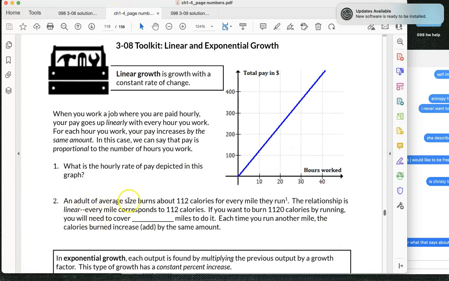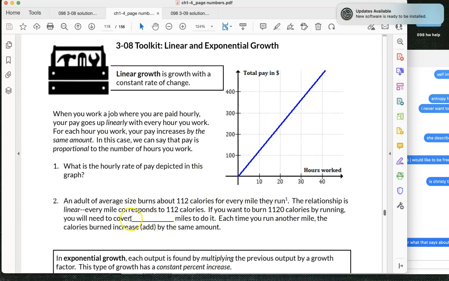An adult of average size burns about 112 calories for every mile they run. The relationship is linear. Every mile corresponds to 112 calories. So if you want to burn 1,120 calories by running, you would need to cover how many miles? 10. This got multiplied by 10, so they must have run for 10 miles.